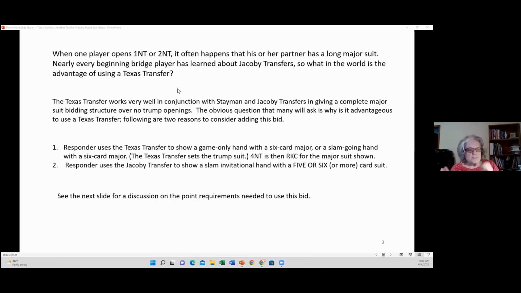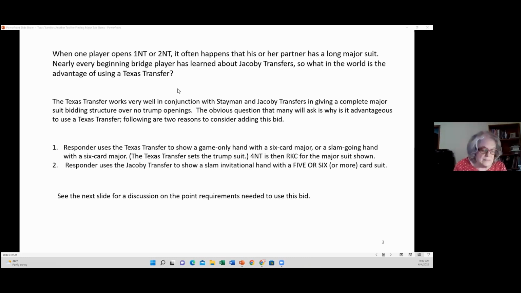So now all of you learned about Jacoby transfers when you were relative beginners, I think. Some of you may not have learned until later on in your bridge careers, but it's something that we do go into in the first course that we teach, Easy Bridge. Easy Bridge 1 is what we use. And everybody that knows Jacoby transfer says, what in the world is a Texas transfer and why should I care?